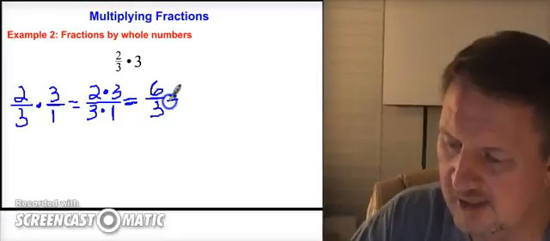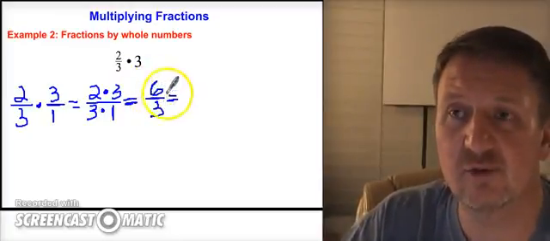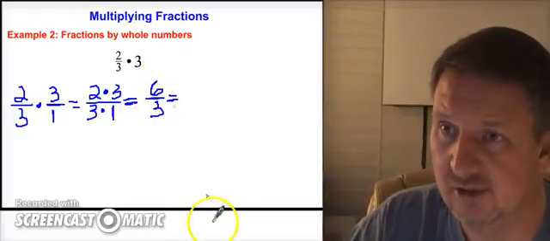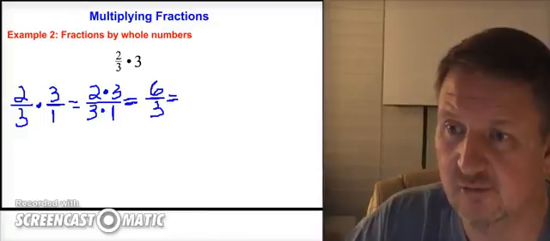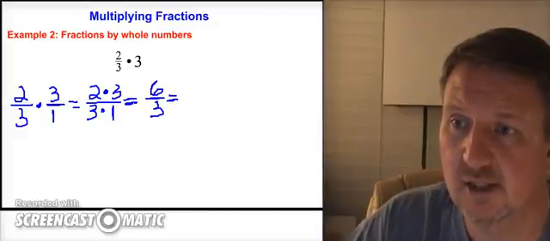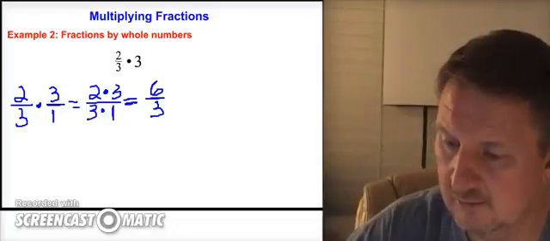Now, this one has a unique situation that our last example didn't have. I have 6 over 3. This I can simplify. All right? Matter of fact, let me just erase that equal sign real quick. There we go. There, let's erase that, and rewrite this.